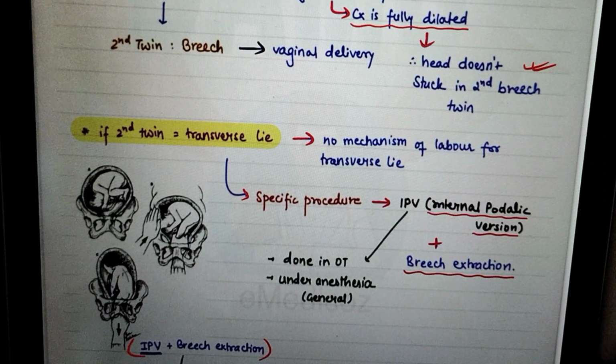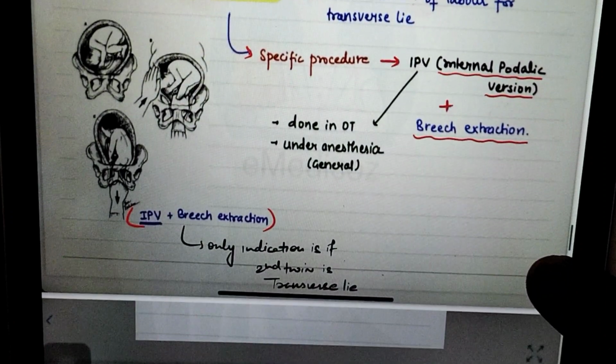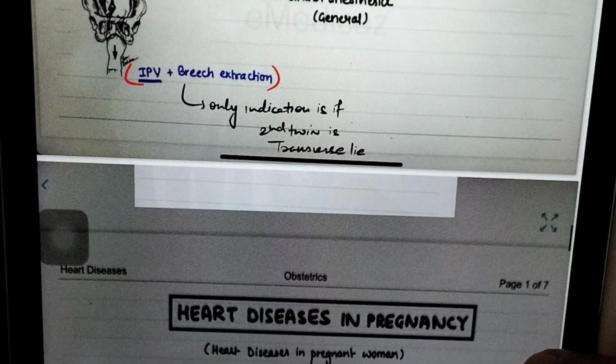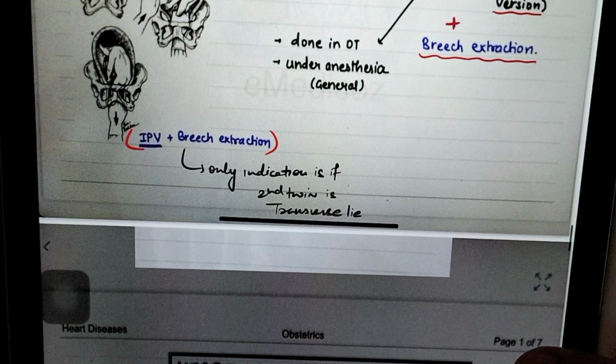The internal podalic version is done in OT under general anesthesia. In the diagram we can see internal podalic version plus breech extraction. Only indication of this procedure is if the second twin is in transverse lie. Thank you.